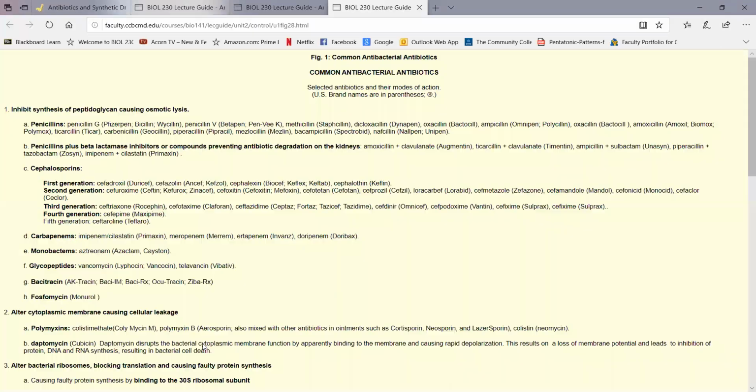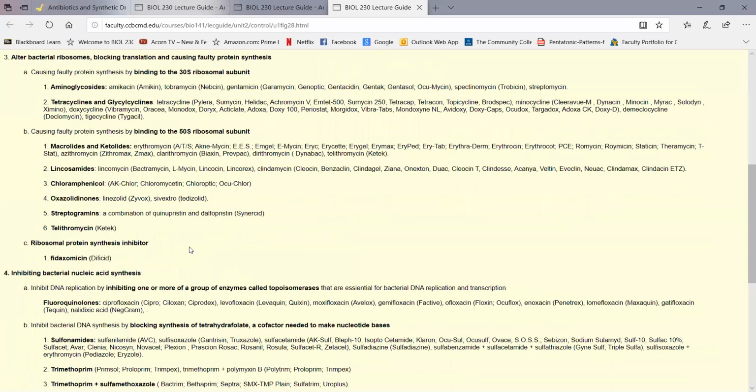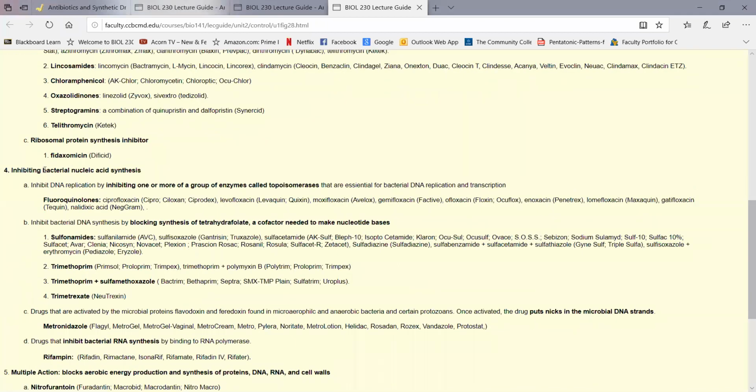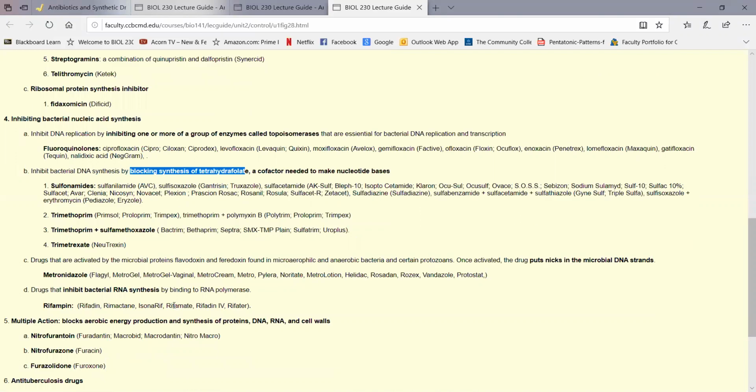So if we look at our various drugs again, these are the ones that inhibit nucleic acid synthesis. Most of them bind to the topoisomerase enzymes, the fluoroquinolones, for example. Some prevent synthesis of tetrahydrofolic acid, like the sulfonamides and trimethoprim. Some drugs, when activated, put nicks in the DNA, like metronidazole, and then finally those that inhibit RNA synthesis by binding RNA polymerase, rifampin.